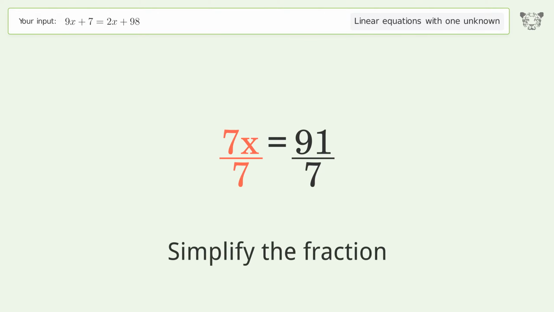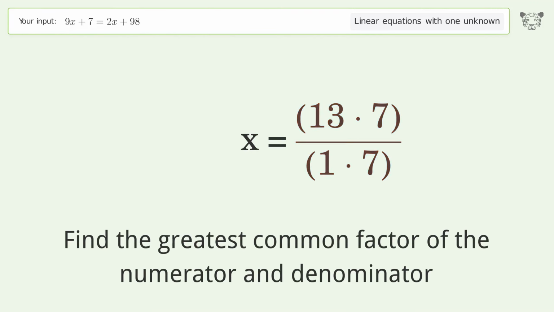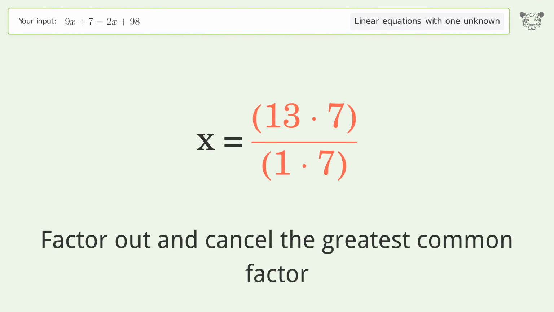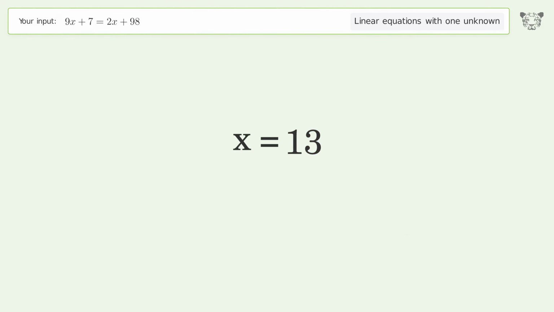Simplify the fraction. Find the greatest common factor of the numerator and denominator. Factor out and cancel the greatest common factor. And so the final result is x equals 13.